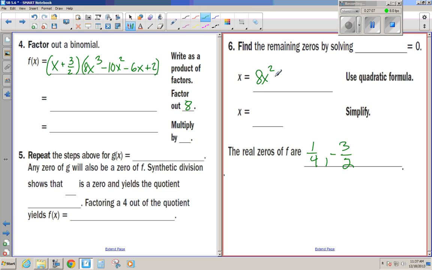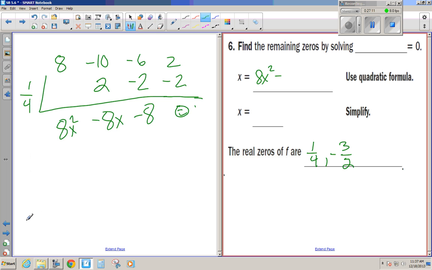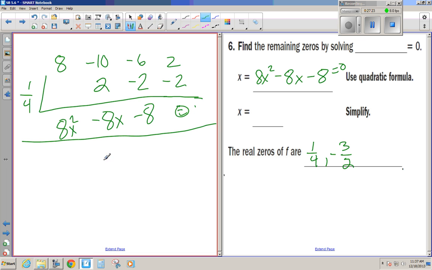8x squared minus 8x minus 8. And so now I have to set this equal to 0 and try to solve. And we will go with this. Look for monomials first.